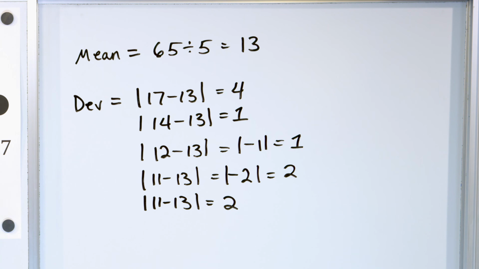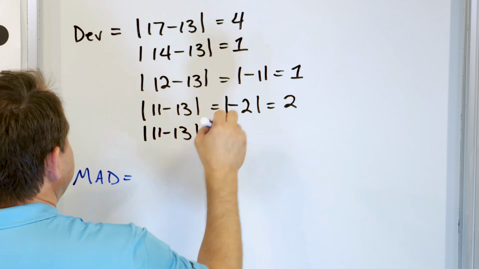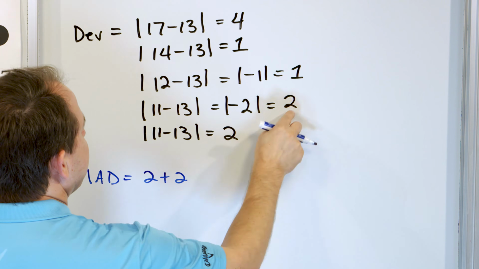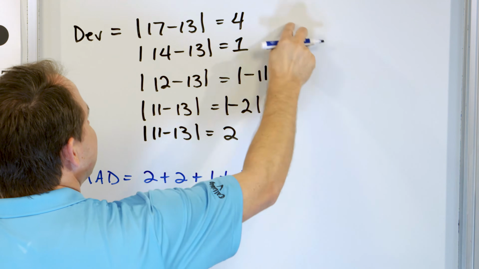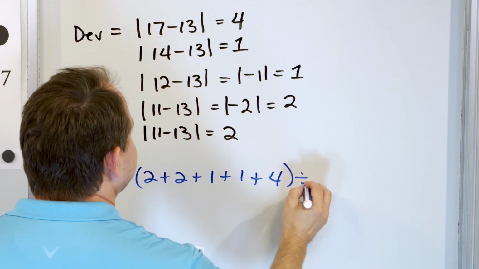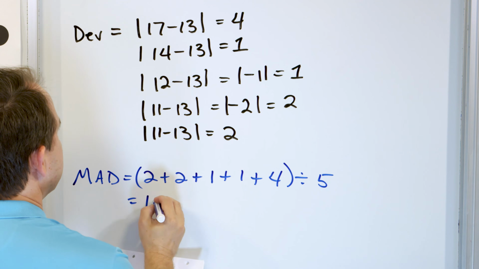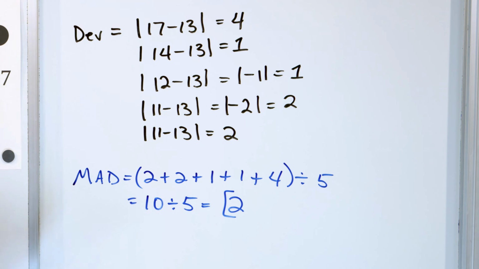Now that we have all of these deviations, the mean absolute deviation is just averaging these up. So really all we do is we take the 2 plus the 2 here, and then the 1 from here, and 1 from there, and 4 from there. We add these numbers up, and we divide by 5. And this is 4, 5, 6, and then 10, divide by 5, and then we get 2. So the mean absolute deviation is 2.